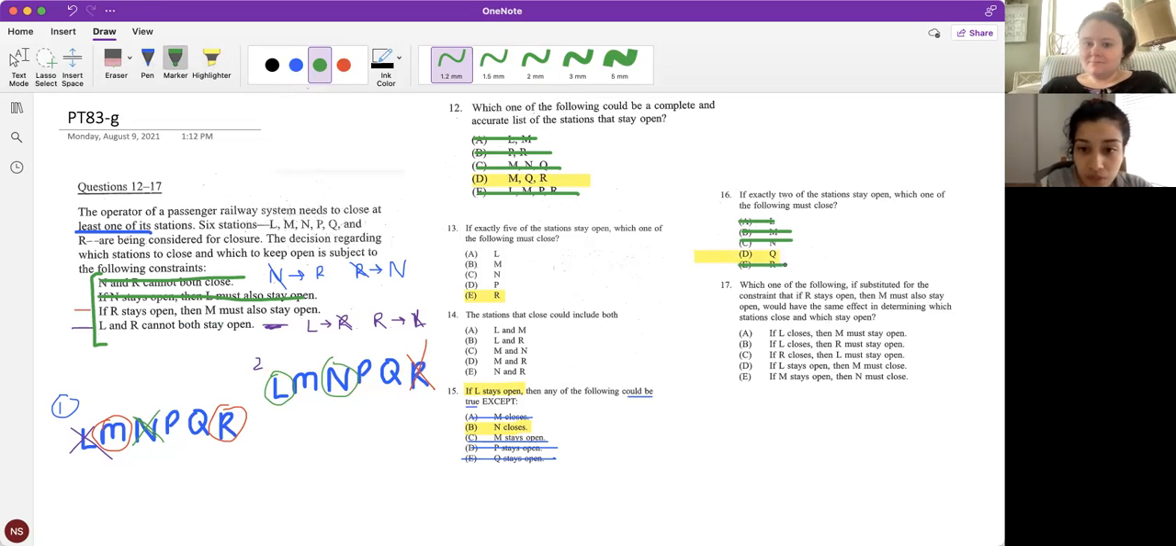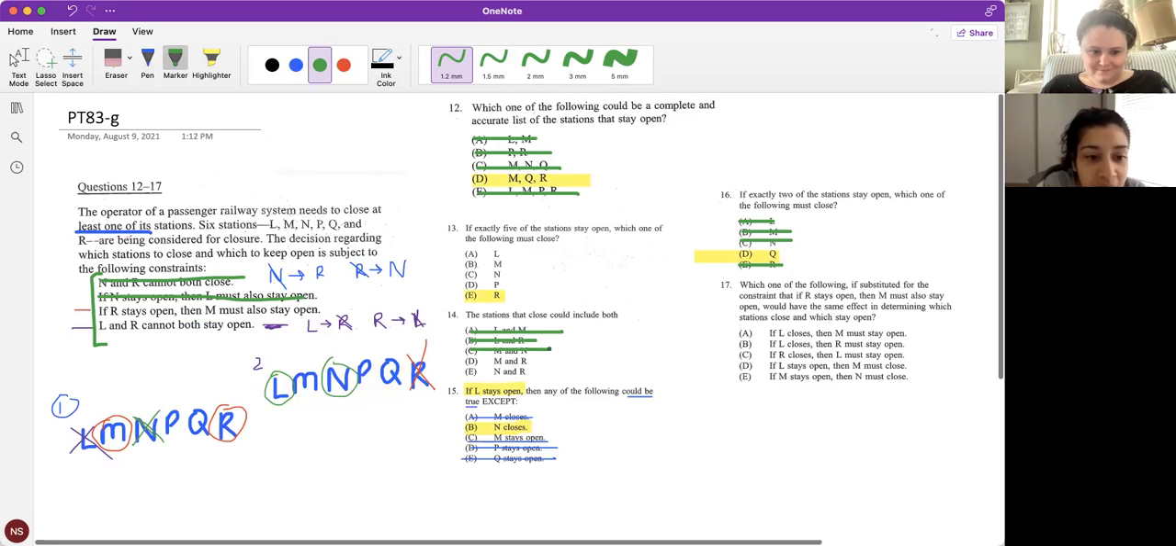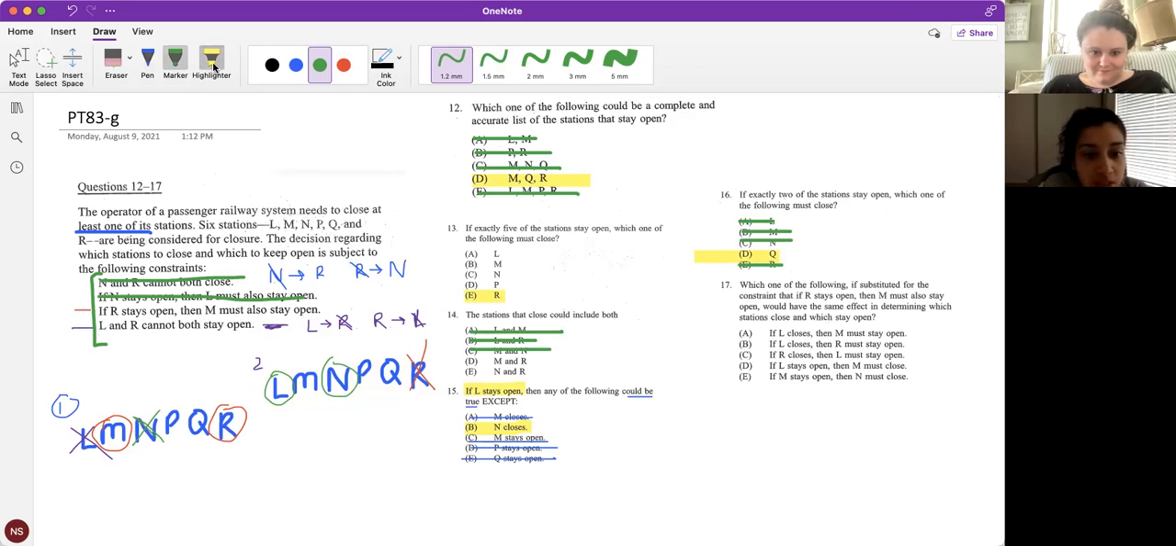Yeah. All right. So then I would go back to 14. Okay. The stations that close could include both. Okay. So L and M. No. Excellent. L and R. Not there and not there. M and N. No. M and R. Not there and yes. Okay.